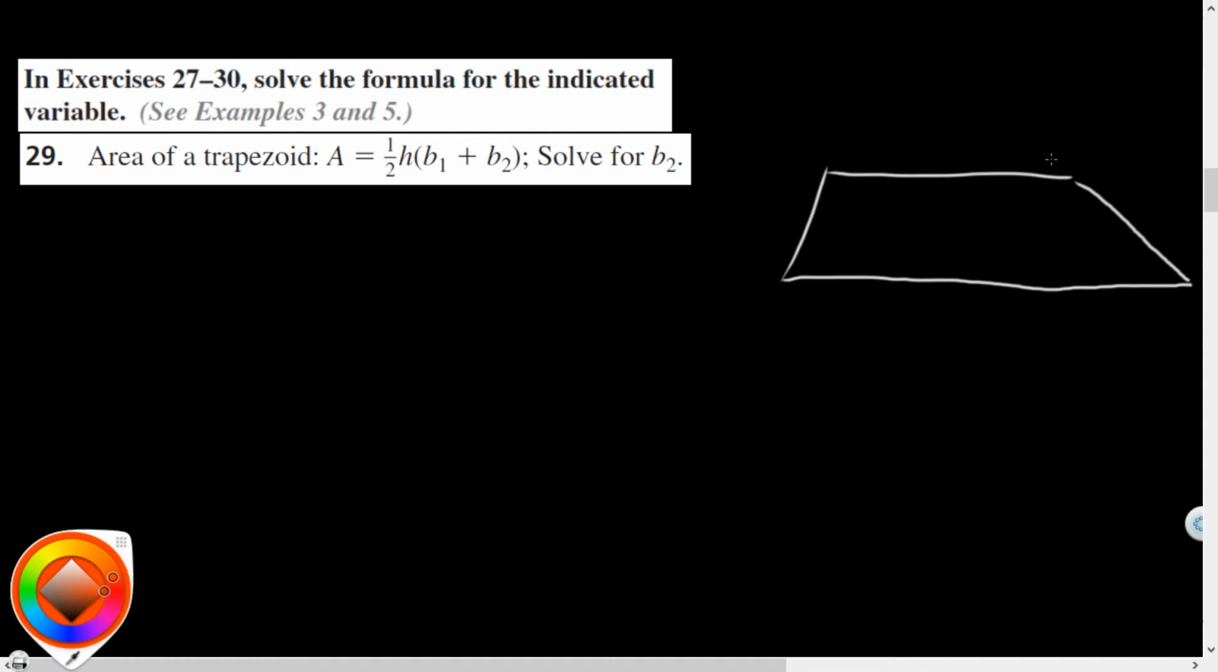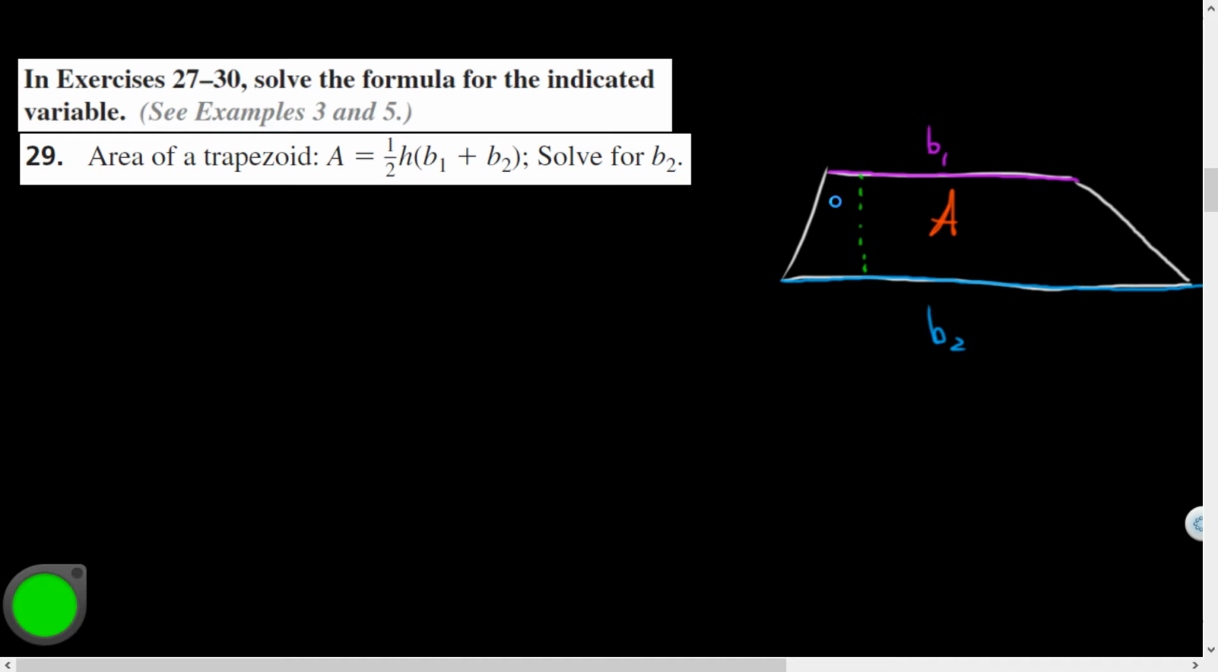So let's see if I have a trapezoid. I'll try to do a non-isosceles trapezoid here. This is what information we're talking about. The area is the area of the inside here. You've got base 1, this dimension right here. We'd have base 2, this dimension right here. And then we would have the height, which is perpendicular to the two bases.